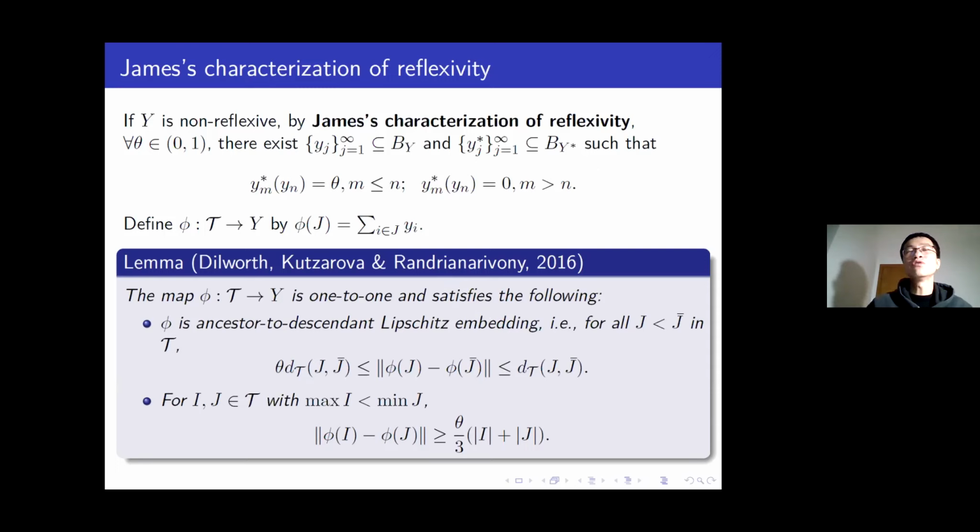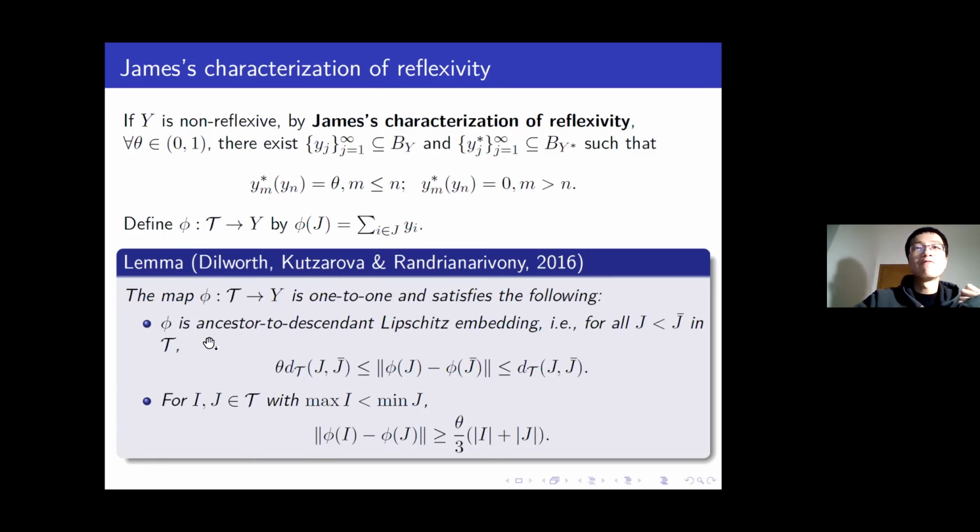And now you can define a new map phi from the tree into Y, defined in the following way. For every vertex j, phi of j is defined to be the sum of y_i, where the index i is taken from j. Of course, now the vertex j is viewed as a finite subset of natural numbers. Okay. And now in the paper of Dilworth, Kutzarova, and Randrianarivony, they prove some stability results of property beta, which I will mention later. And in this paper, they have this lemma: this map phi is actually a one-to-one map and satisfies two nice properties.